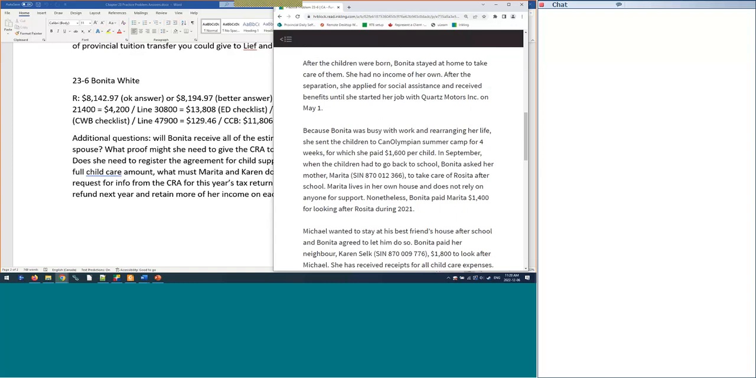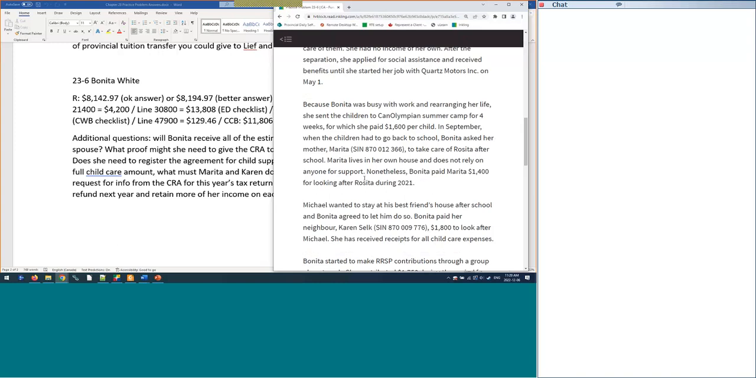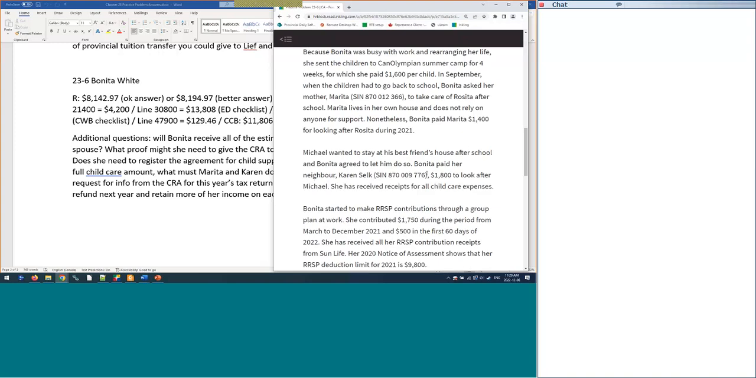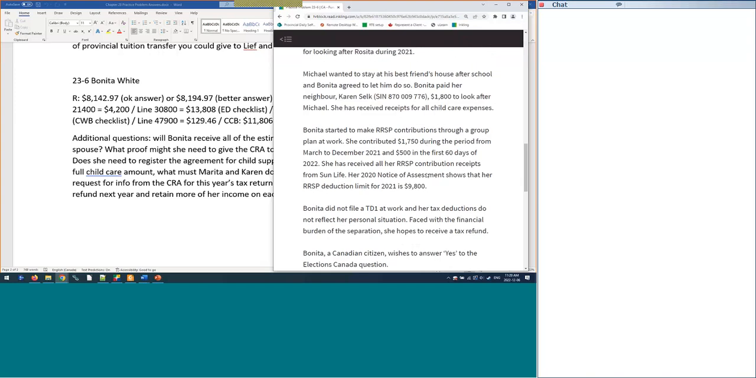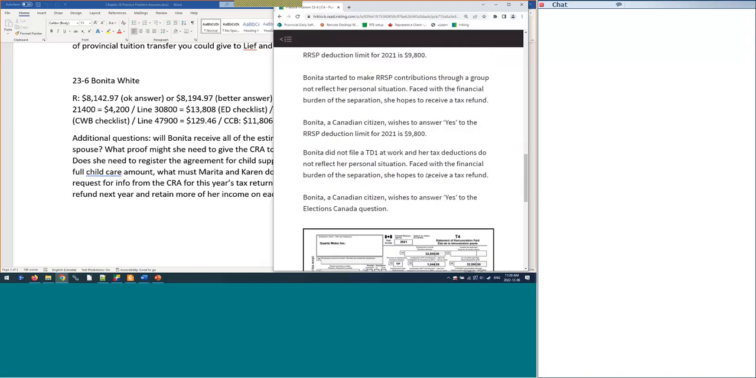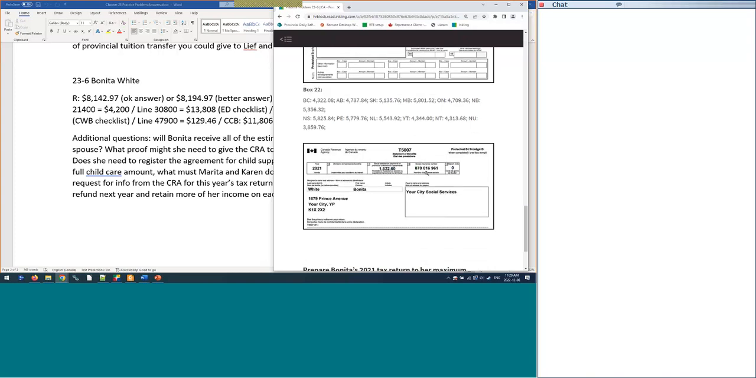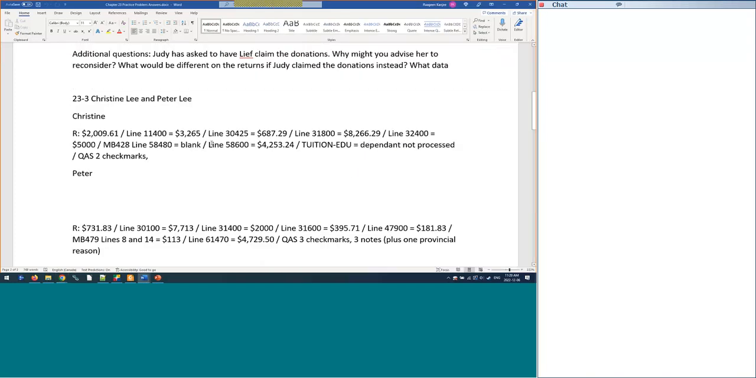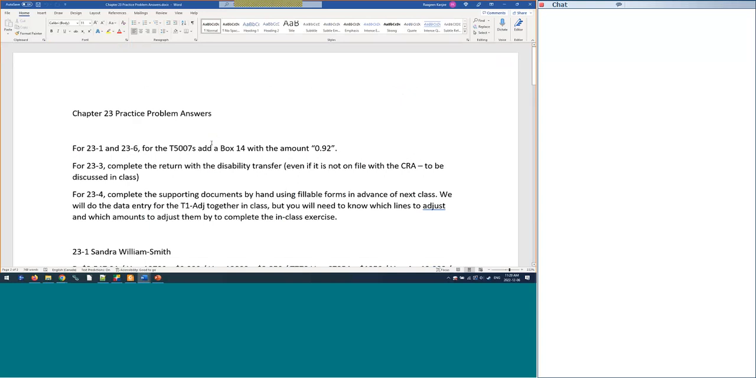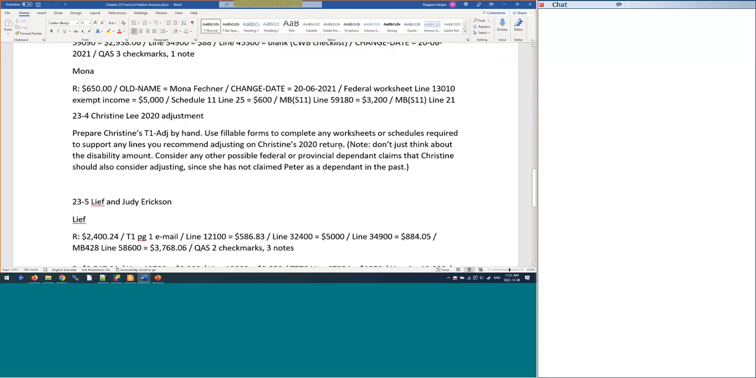And then when the children went back to school, she asked her mother to look after them. Her mother lives on her own, is not a dependent, and she's paying her mother to look after Rosita. She's paying her friend to look after Michael. So we have some child care for them. She's also been contributing to RSPs, and we have her slips. We have a T4, we have a T5007. Make sure you added in the extra Box 14 that I calculated for you, which I gave you up at the top here. So we're going to add in 0.098 or 0.092 for her Box 14. That's going to be important.